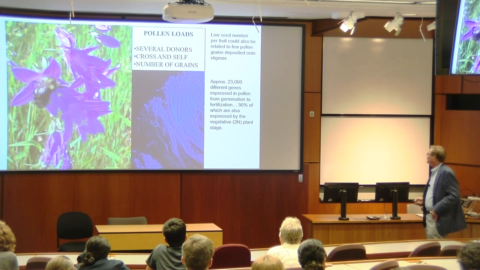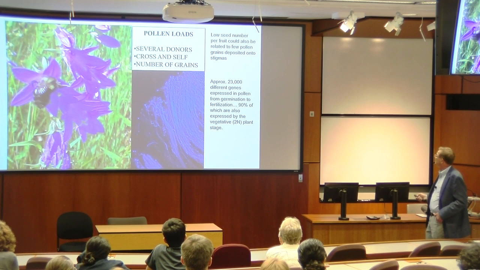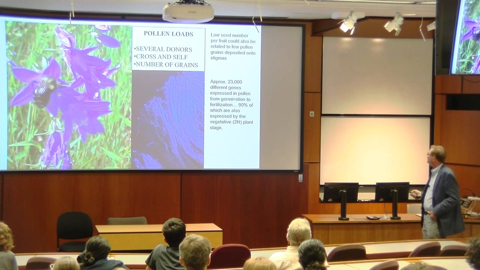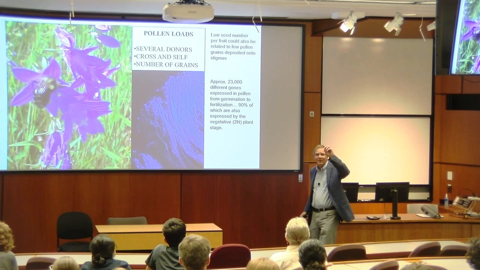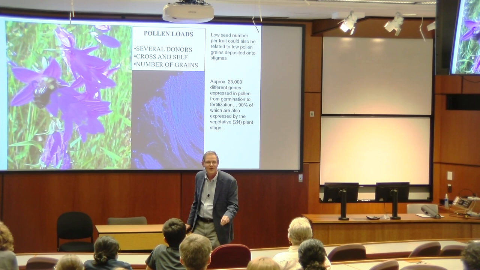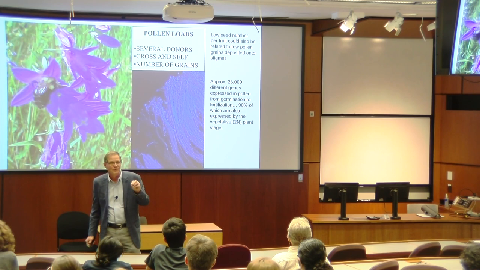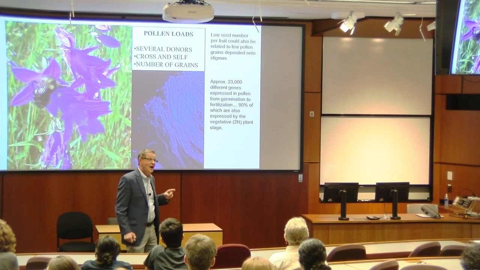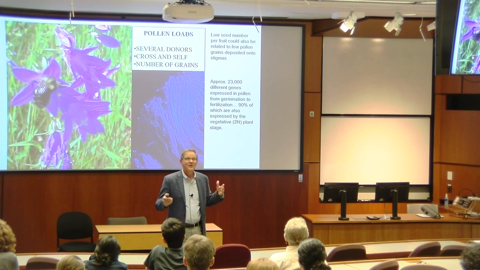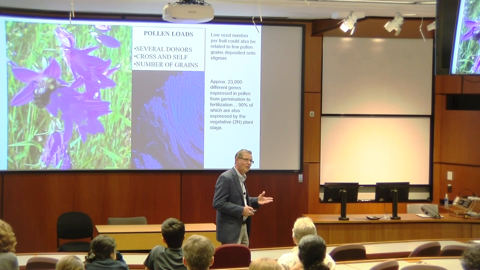Sometimes they don't deposit too many pollen grains onto the stigma. But what was coming out then in the mid-1980s is that it was learned that approximately 23,000 different genes are expressed in pollen from germination to fertilization. That is, in order for a pollen grain to germinate, grow down through the stigma, through the style, into the ovary, and achieve fertilization, requires the expression of 23,000 different genes, 90% of which are also expressed during the diploid or the vegetative part of the life cycle. Okay, so you get this huge overlap in gene expression.